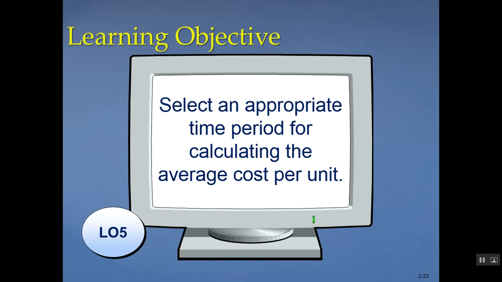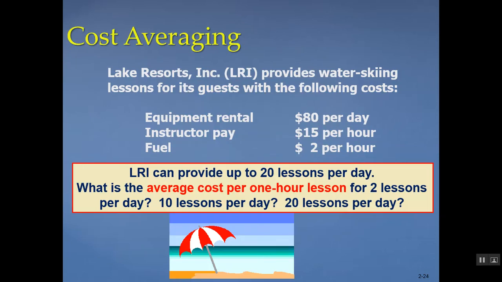Now we're going to talk about selecting an appropriate time period for calculating the average cost per unit. This can get a little tricky when you're trying to figure out your costs. So here we have a company that has 3 different types of costs. You can rent equipment for $80 per day. We have to pay our instructors $15 for every hour that they're teaching. And then we're going to have fuel of $2 for every hour of classes. And this is to provide water skiing lessons. So they can average up to 20 lessons per day.